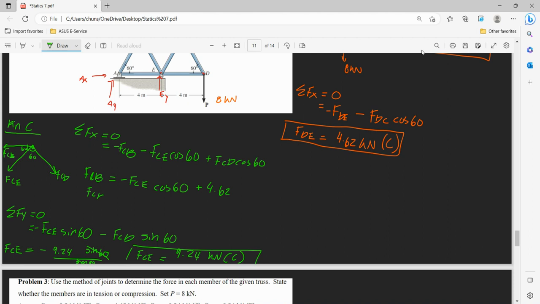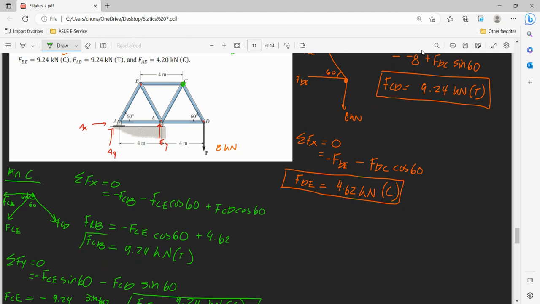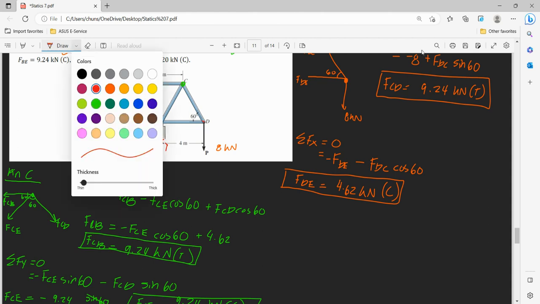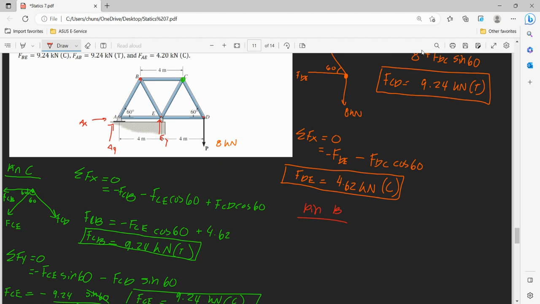So that makes FCB equal to 9.24 cos 60 plus 4.62, and this is 9.24 kilonewtons in tension, because it is positive. So we've got BC and CE. Okay, and let's work with pin B now. So for pin B, it will look something like this.